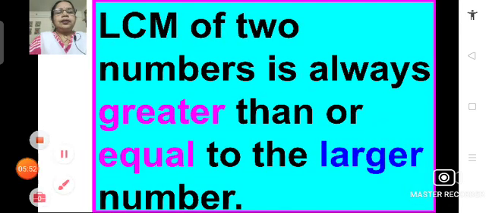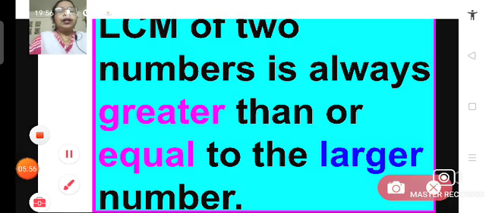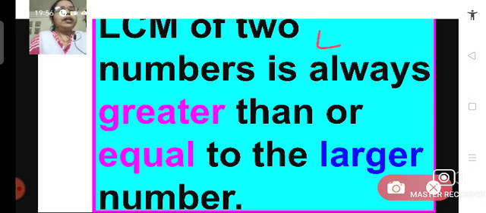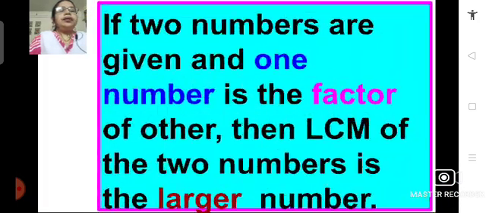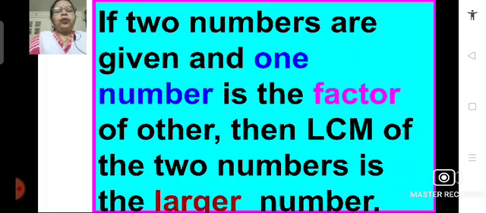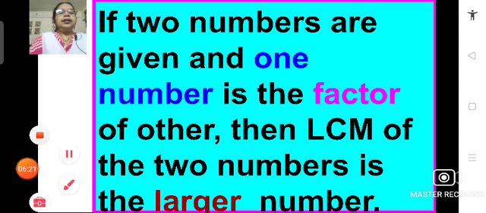Children, let's revise some of the important points regarding LCM of the numbers. LCM of two numbers is always greater than or equal to the larger number. If we have two numbers like 4 and 8, the LCM of these two numbers will always be equal to 8, the larger number, or it will be greater than the larger number. Then if two numbers are given and one number is a factor of the other, then the LCM of the two numbers is the larger number.